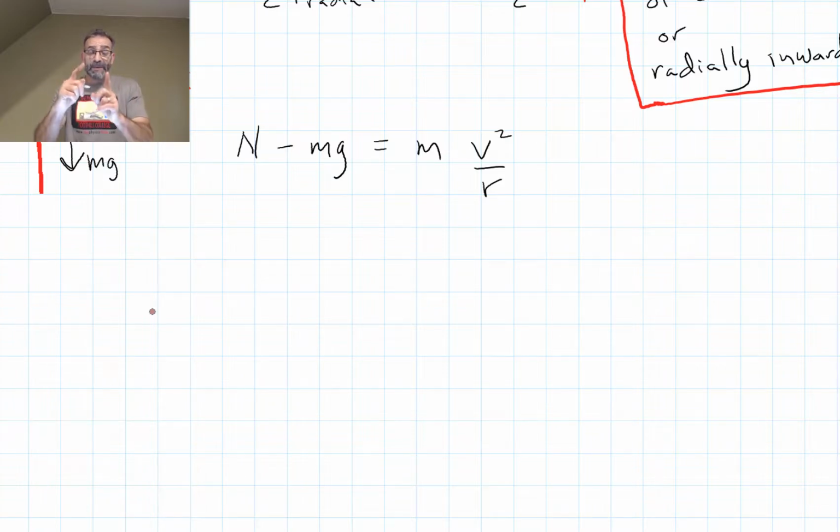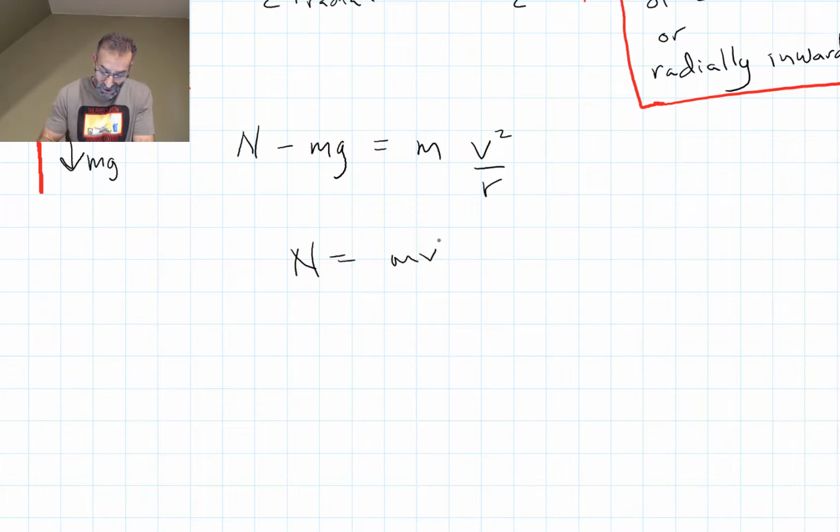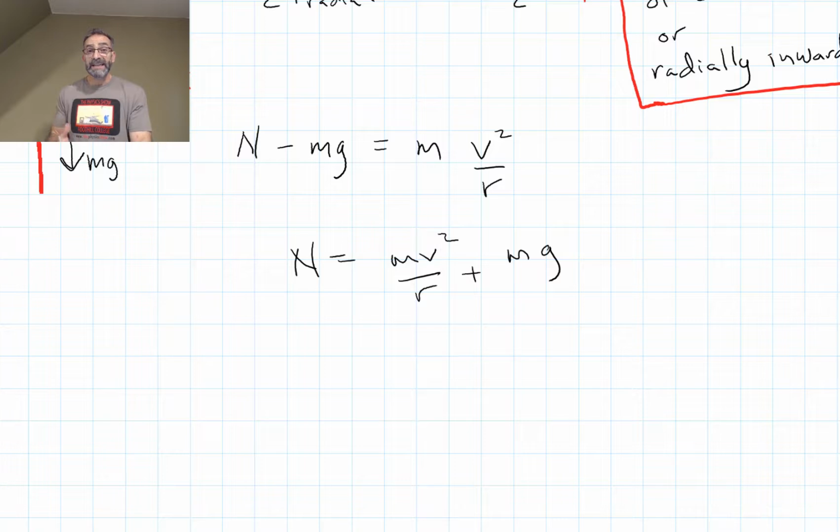It has to hold up the weight plus provide the force required to keep this car moving in a circular path. So the normal force, if we're finding the normal force here, is equal to mv squared over r plus mg. It's equal to the force required to keep this object moving in a circular path, mv squared over r, plus the weight of the car. We call this the apparent weight.